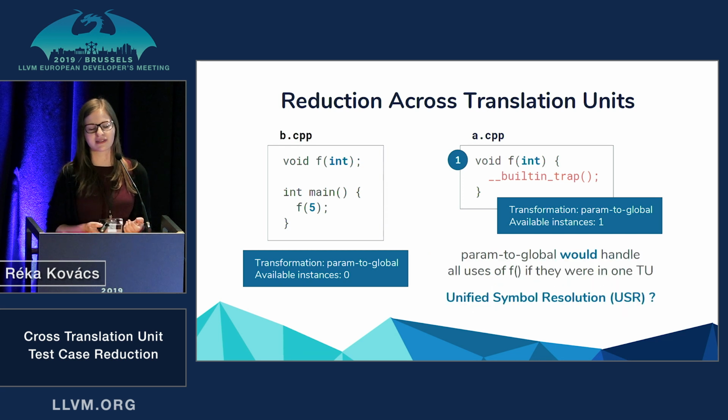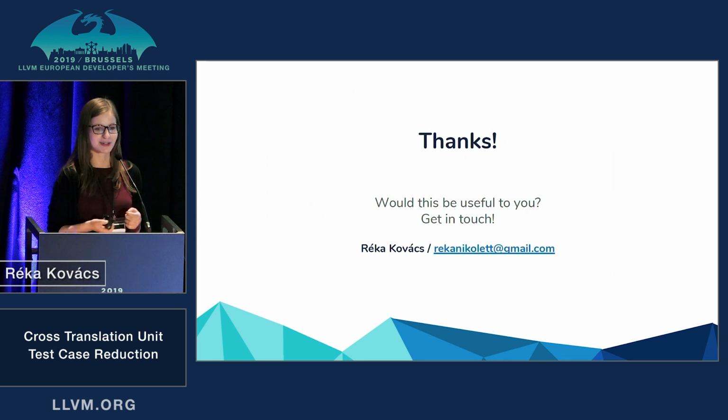Now the good news is that this transformation would handle all uses of f, including declarations and call sites, if they were in one translation unit. But they are not. So maybe we could find a way to connect these same language elements across the files, probably or maybe using unified symbol resolution. Well, we'll see. So this is a work in progress.